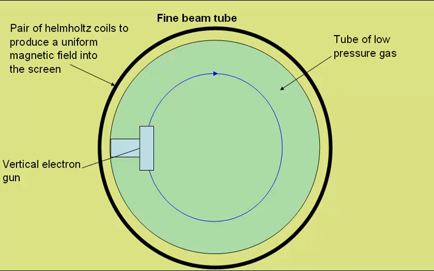Of course we can't actually see the beam of electrons, but the electron beam does cause the gas to glow, and we can see this glow. This allows us to measure the radius of the circle. Now to run through how this arrangement allows us to find the charge to mass ratio of the electron.